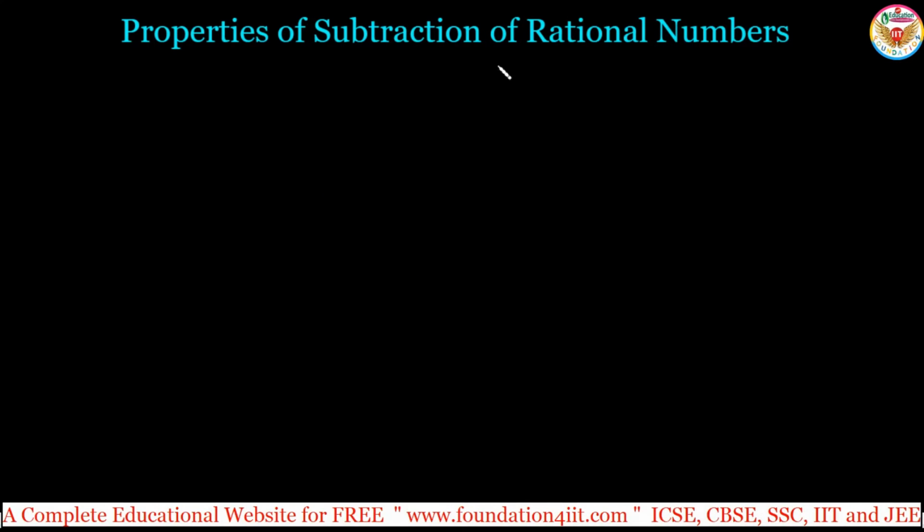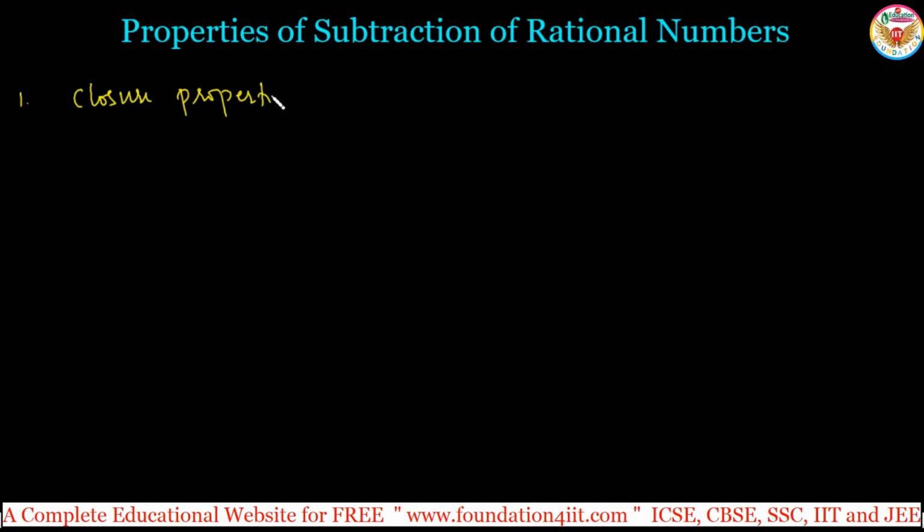Properties of subtraction of rational numbers. When you see the properties of addition of rational numbers, previously we checked, right? Same way, let us go for the properties of subtraction. Here some do not exist. Let us see which will not exist and how. So the first one is the closure property.